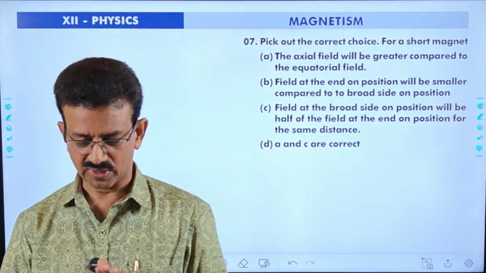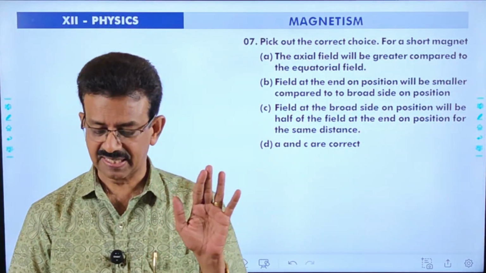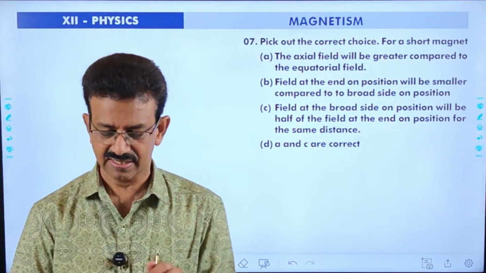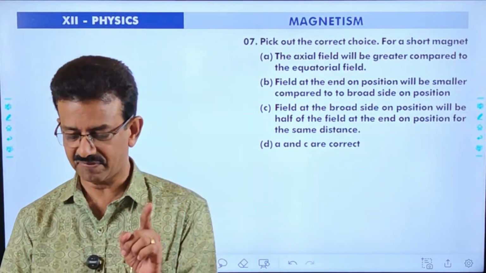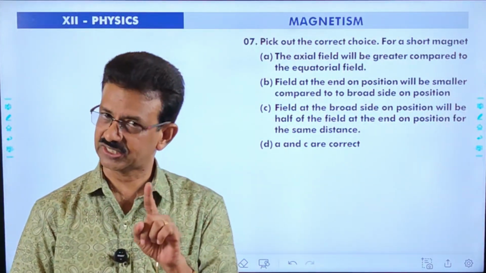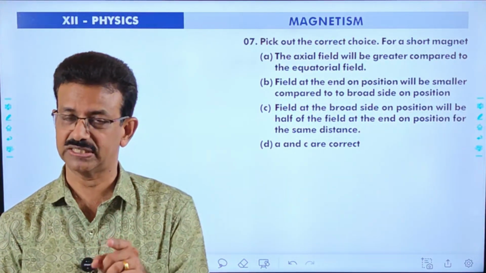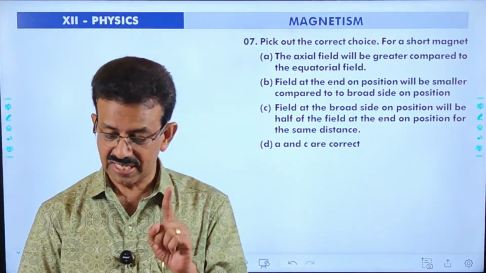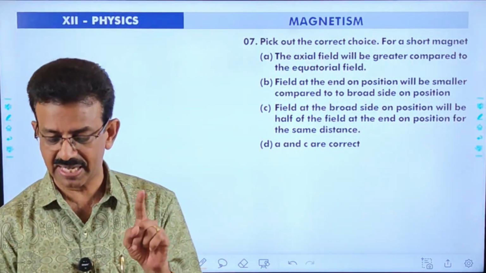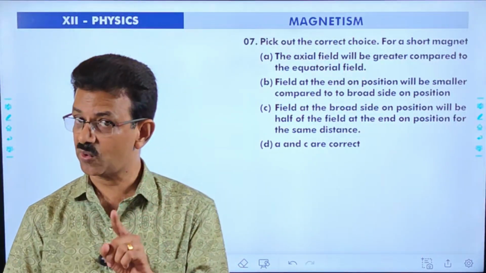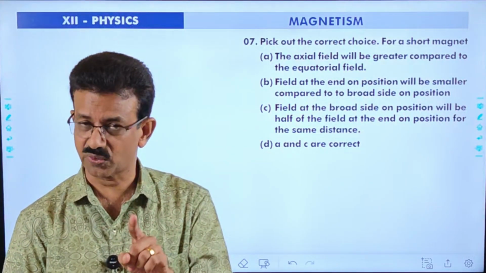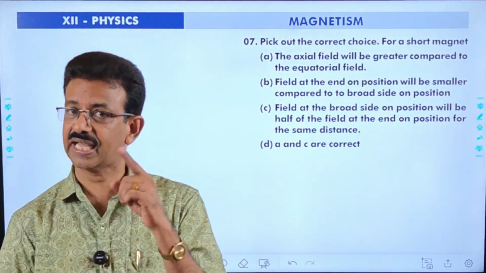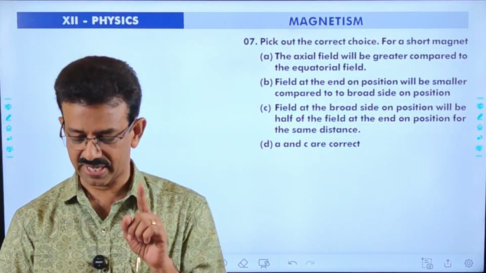Once again, we'll go through the choices. The axial field will be greater compared to the equatorial field. That's correct. The statement that the field at the end-on position will be smaller is wrong, because the field at the end-on position, at an axial point, will be greater. Then choice C: the field at the broadside-on position will be half of the field at the end-on position. That is the correct choice. At an axial point, for the same distance, the field will be twice that of the equatorial point.